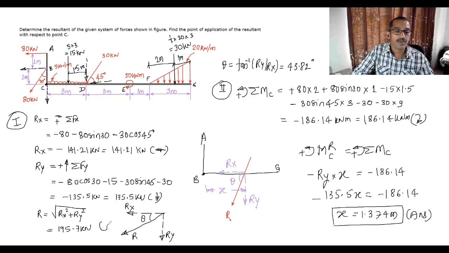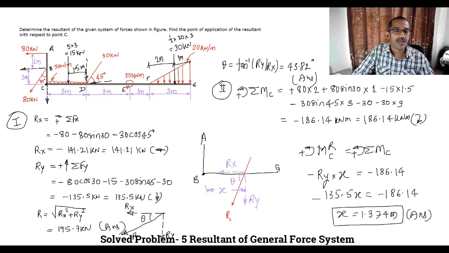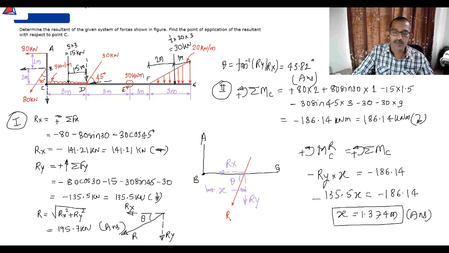First answer is the magnitude of the resultant. Next, what is important? Direction, right? So in a general force system, finding Rx, Ry, R and theta is the first step. Second, we'll apply Varignon's theorem: the sum of moments of all forces about any point equals the moment of the resultant about the same point. Using this, we'll get the point of application of the resultant.